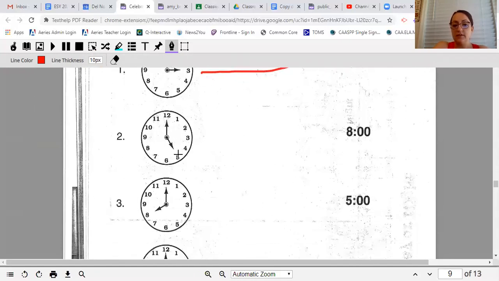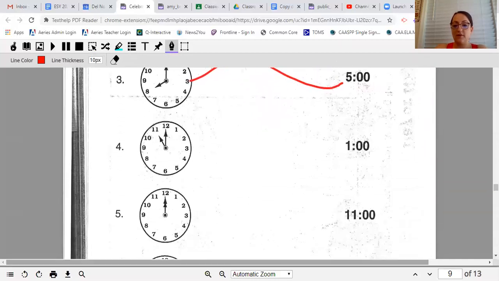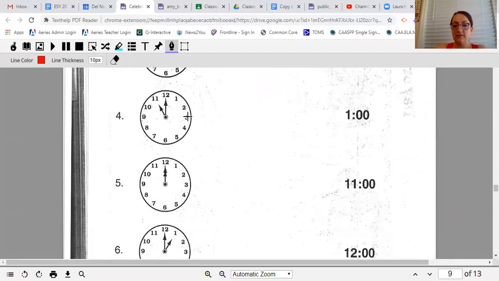And here, since this is pointing at 12, we know it's all going to be an hour. So there's not going to be any minutes. So we're just looking to see what the hour reads. So here the hour reads 5. Funky line, apologize. And this one, the hour reads 8. So right there. And here our hour reads 11. This one, our hour is pointing to the 12. And then our hour is pointing to the 1.